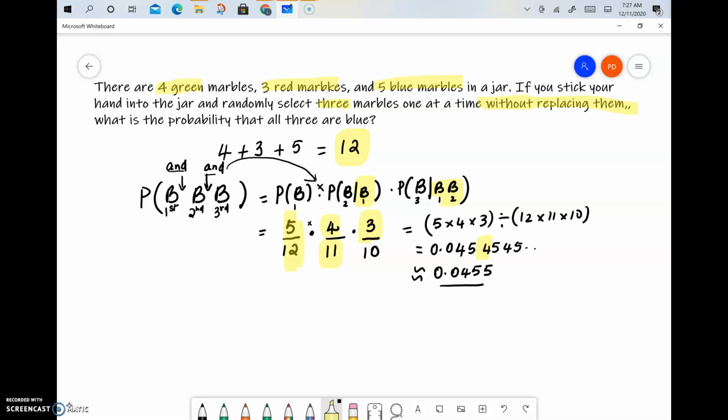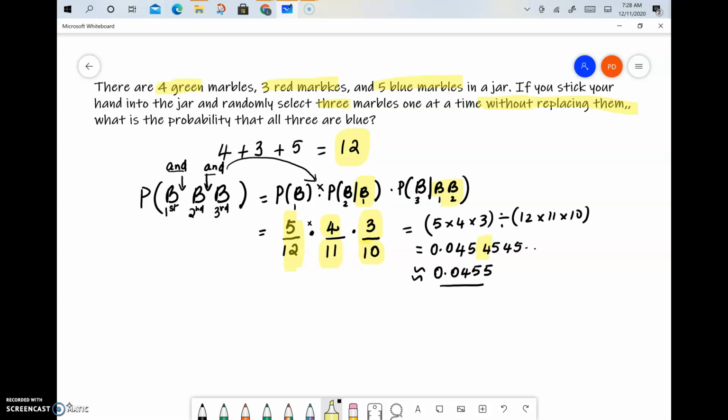We had 4 blues in the second draw, but now we have 1 blue less, so there's only 3 blues, because the first 2 marbles that we drew from the jar were blue, both blue. So now there are 3 blue marbles, so it's 3 out of 10, because there are 2 marbles that have been removed in the first 2 trials.